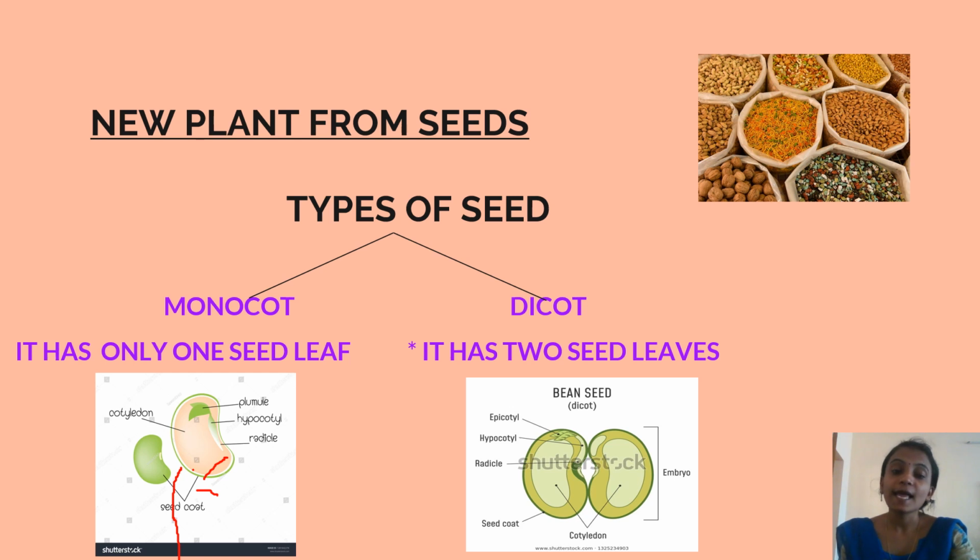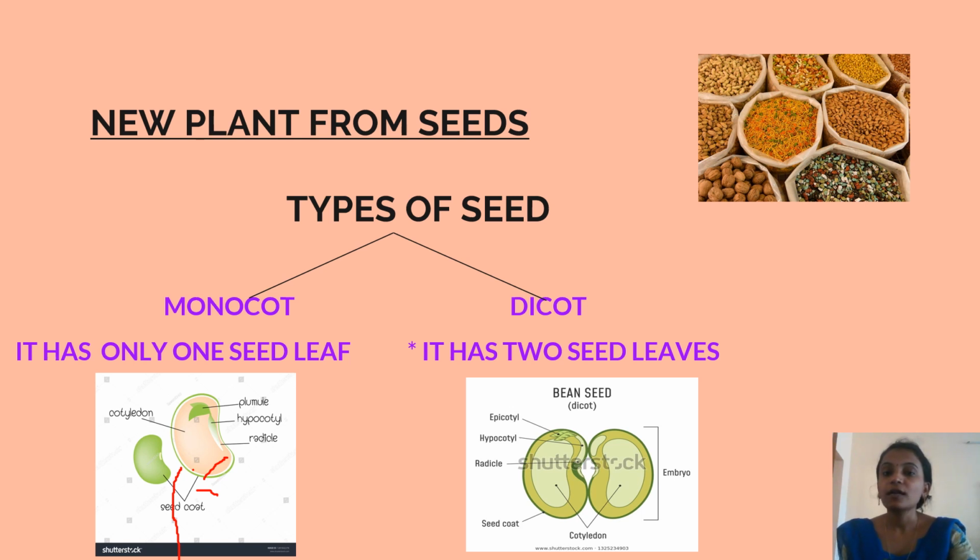Now I'll tell the examples of monocot seed. Which seeds have one seed leaf? Rice, maize and wheat have only one seed leaf.